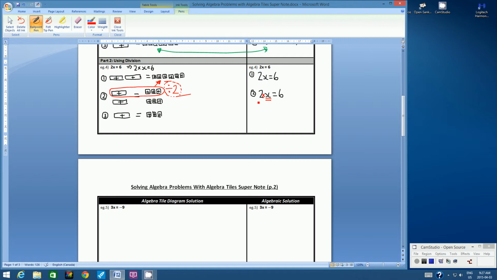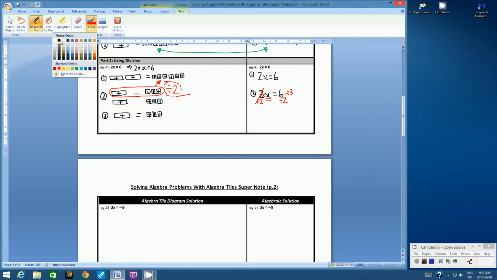And the opposite of times 2 is divide by 2. Now what we do on the left-hand side, we have to do on the right-hand side. Okay? So what happens? 2 times 2 divided by 2 cancels each other out. In this case, 2 divided by 2 is 1. 1x is just x. 6 divided by 2 is, pretty easy, 3.